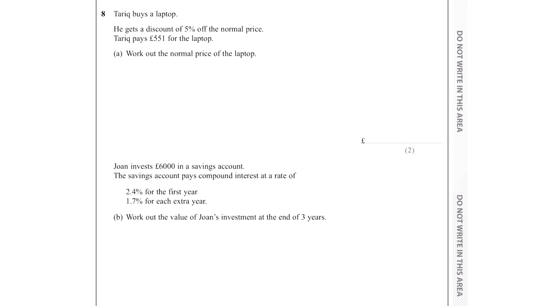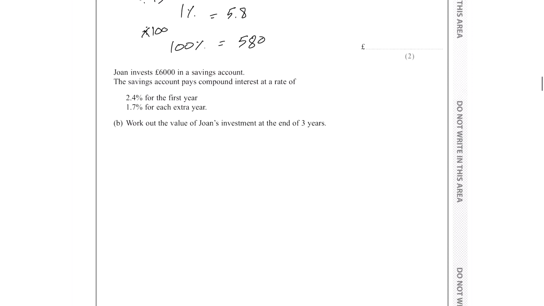So Tariq buys a laptop, he gets 5% off the normal price. Now price is normally 100%. He gets 5% off, so he pays 95%. We want to work out the original price. So if 95% is 551, we can work out 1%, divide each side by 95. And that's £5.80, times that by 100, and 100% is 580. So that's how much you must have paid. So just to write that down, that's what we've done then. Here we've times it by 100.